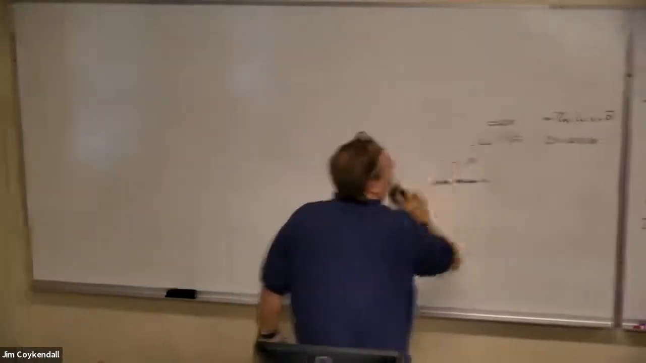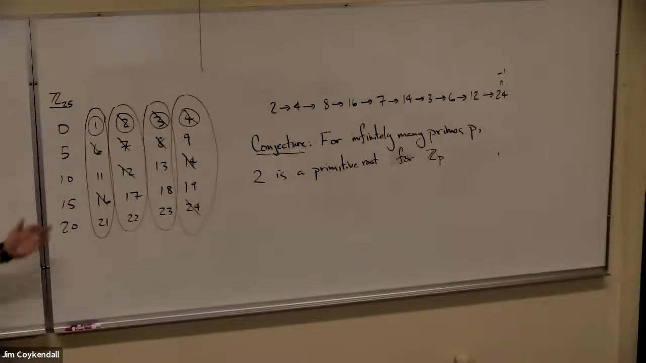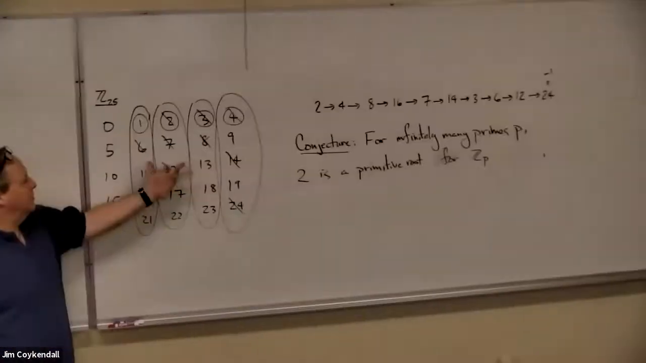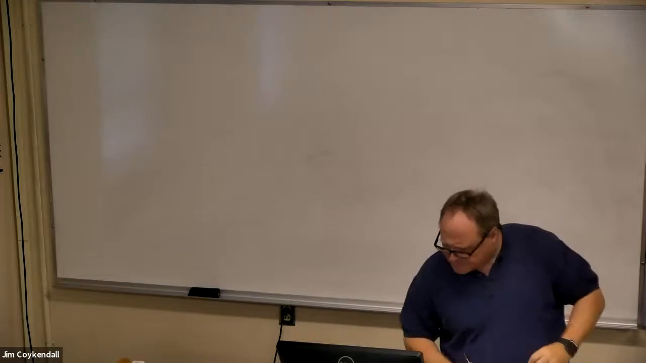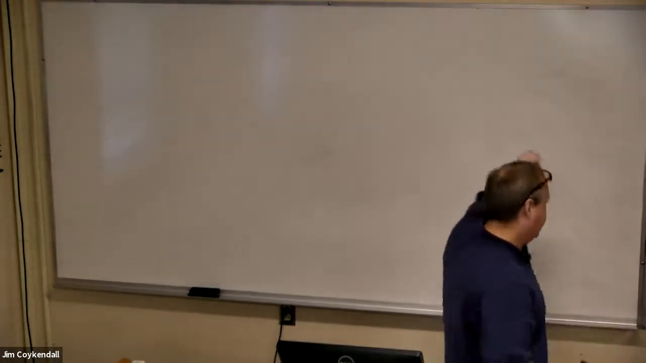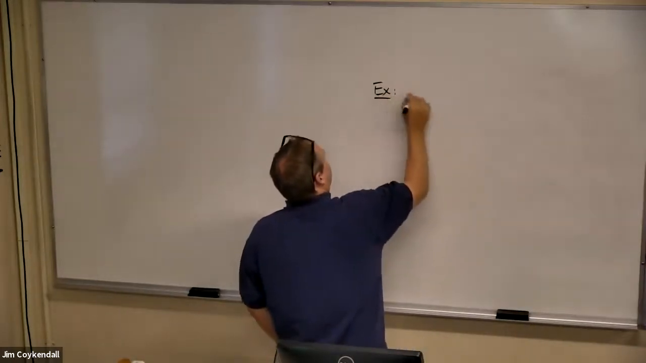And I should also point out, I thought I said it, but maybe I didn't. For the primitive root to go through all the units in Z mod p at the end, you need p to be an odd prime. So let me give you some examples. Some interesting examples.